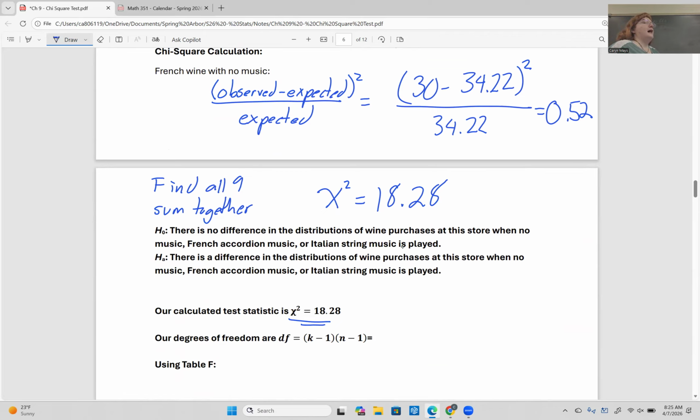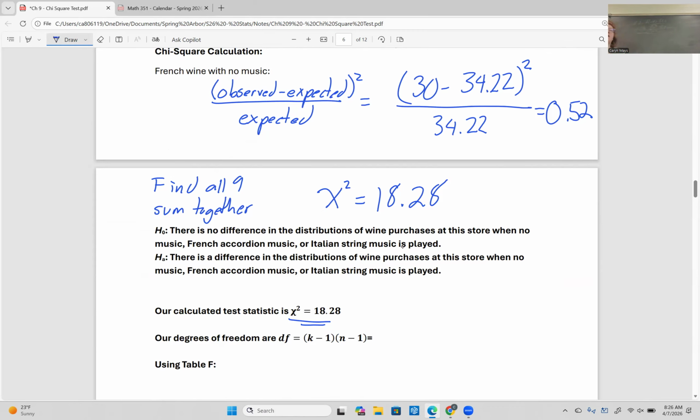Here we have our null and alternative hypothesis. The null hypothesis would ultimately be that the type of music playing is not affecting what's being purchased. You can play whatever music and the same distribution will happen. The alternative is that there is a difference. There is some difference in these distributions, that different wine is purchased when different music is playing.